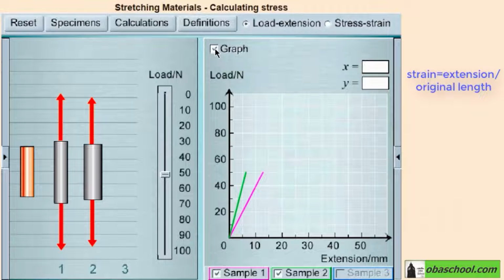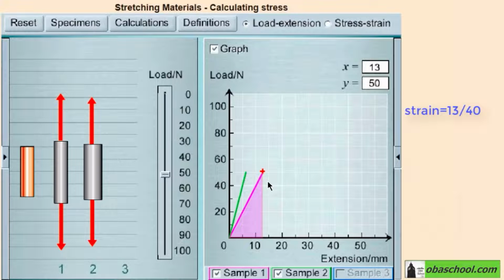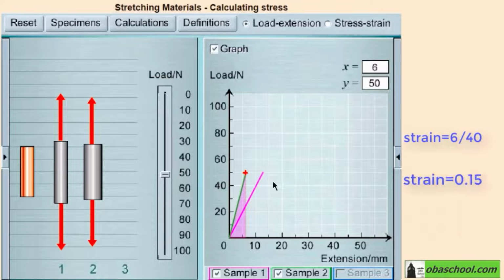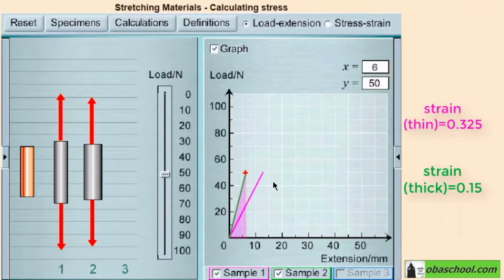The strain for the first sample, which is the thin one, equals 13 divided by 40 millimeters, which equals 0.325. And the strain for the thick specimen equals 6 divided by 40, which equals 0.15. So the strain for the thick specimen is half the strain of the thin specimen.